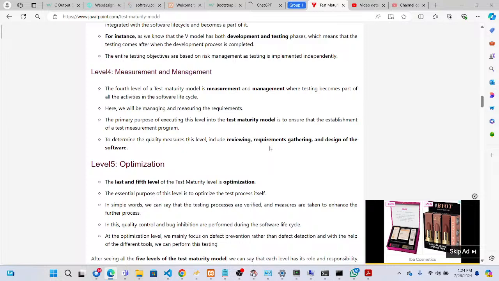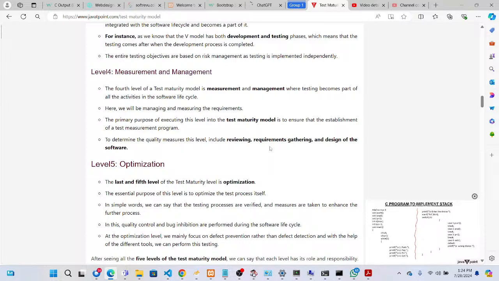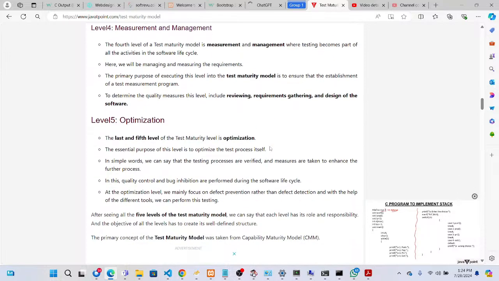So you have done the testing and then you have released a product and you have created a process. So learning from it and then feeding that back to the system and then making a further improvement process. In this, quality control and bug inhibition are performed during the software lifecycle. At this optimization level, we mainly focus on defect prevention rather than defect detection, and with the help of different tools we can perform this testing, right?